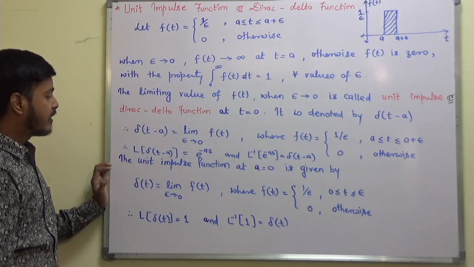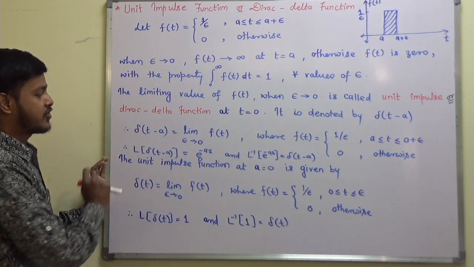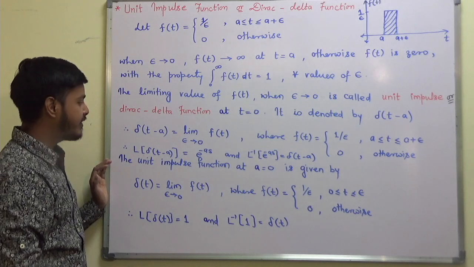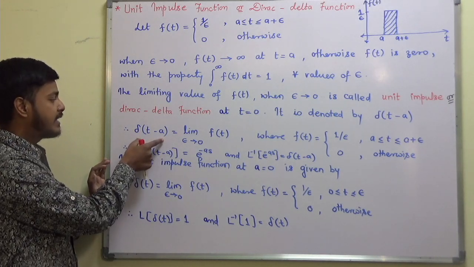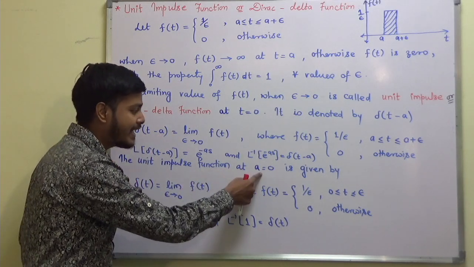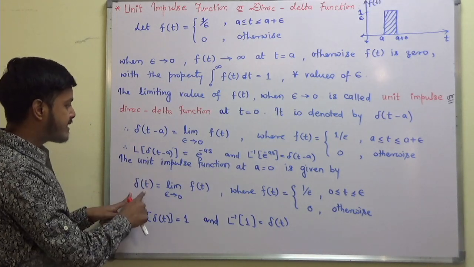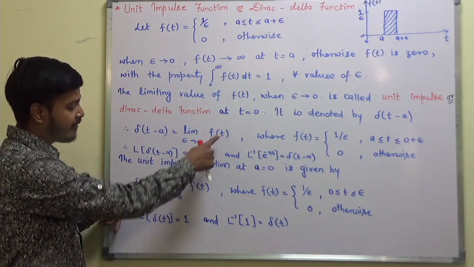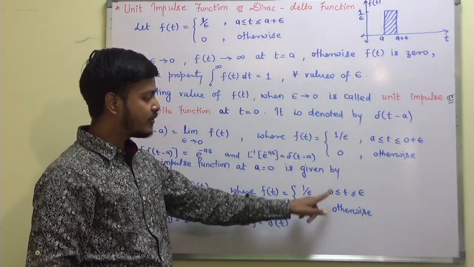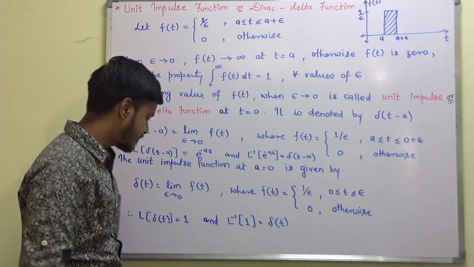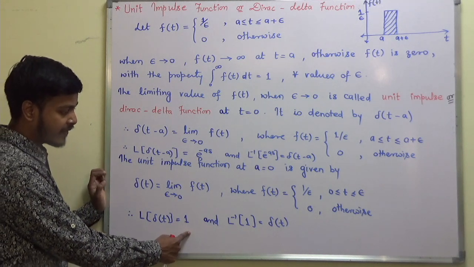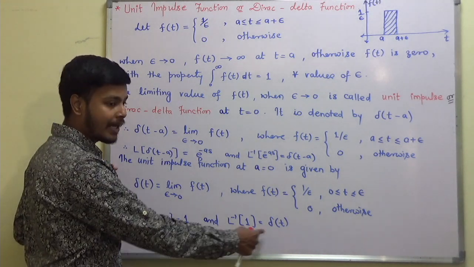Now let us see the unit impulse function at t equal to 0. What we need to do is substitute a equal to 0 in this. So the unit impulse function at a equal to 0 is given by delta of t, the limit as epsilon tends to 0 of f of t, where f of t is 1 by epsilon for t in the interval 0 to epsilon. And the Laplace transform of this delta of t is 1, and the inverse Laplace transform of 1 is delta of t.